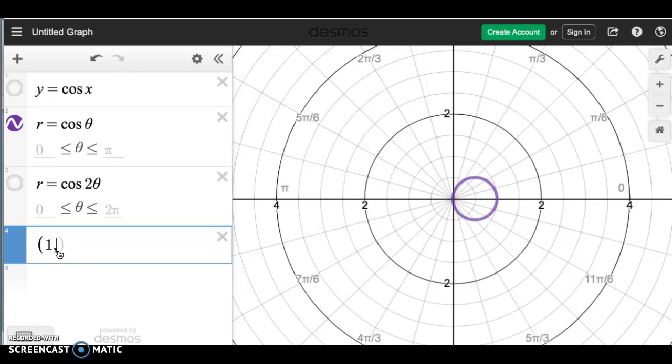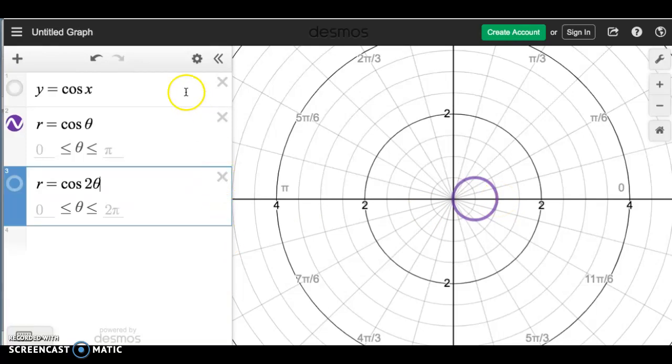I want that to be backwards, right? 1, 0. Remember, I have to reverse that for polar. So this point right here is our first point, and then we went counterclockwise. And today we're going to do a little bit more of that when we look at some more complicated equations.